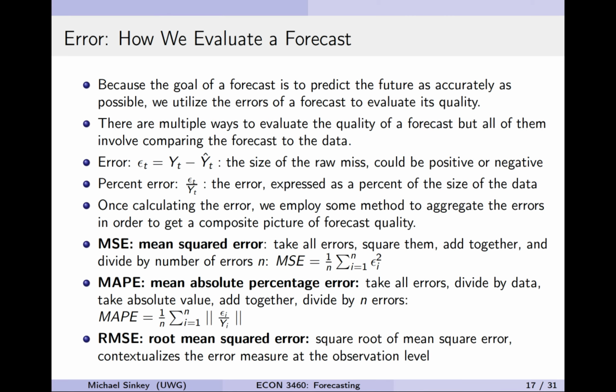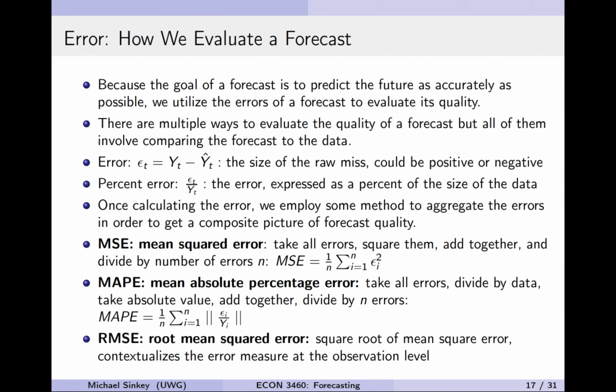+6 would be an error that I under forecast, but I might describe it informally as 3%. And so we think of the error as being a method of evaluating the quality of the forecast, but I think of the percent error as being a method of communicating the quality of the forecast. And so once we calculate the error, we're gonna employ some method to aggregate the errors together to get a composite picture of forecast quality.